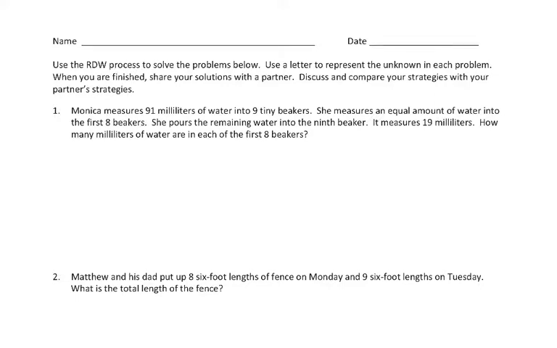So, number 1. Monica measures 91 milliliters of water into 9 tiny beakers. She measures an equal amount of water into the first 8 beakers. She pours the remaining water into the 9th beaker. It measures 19 milliliters. How many milliliters of water are in each of the first 8 beakers?